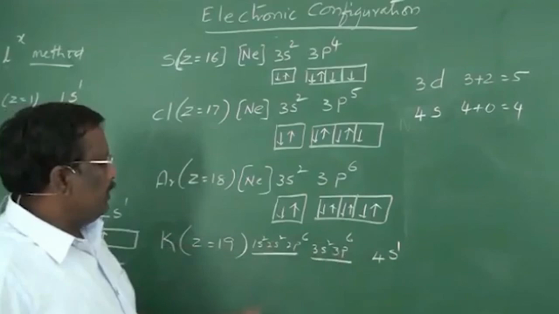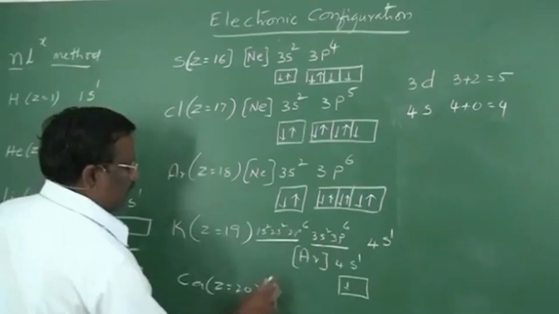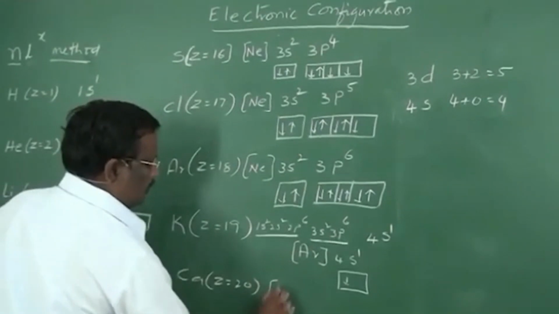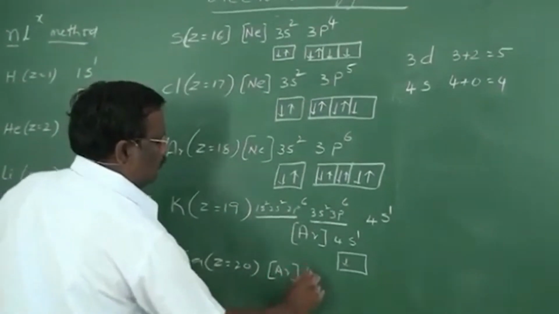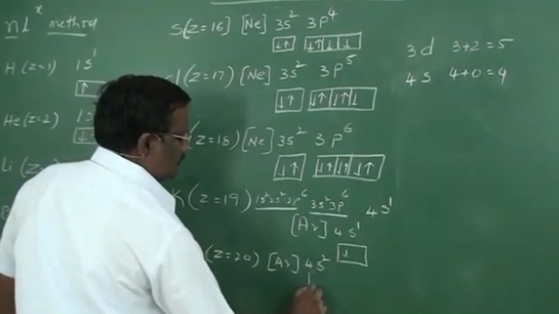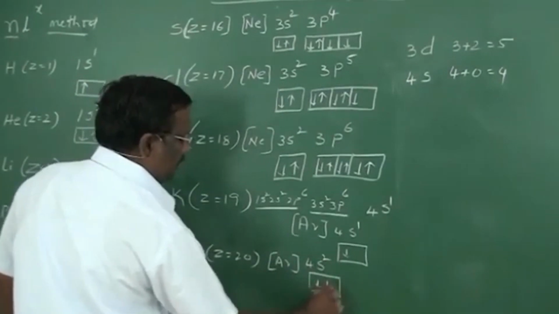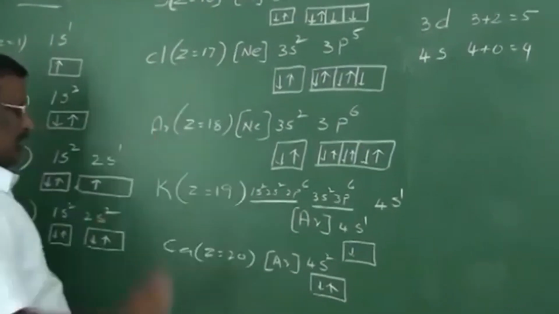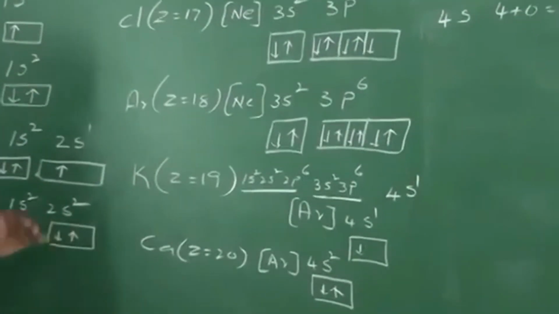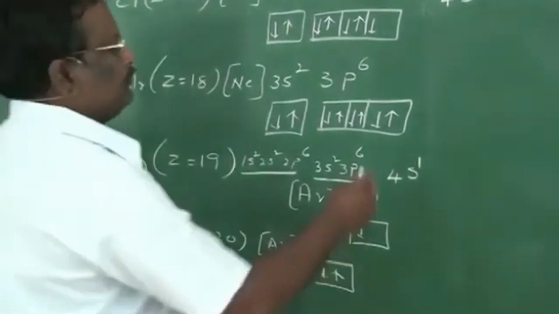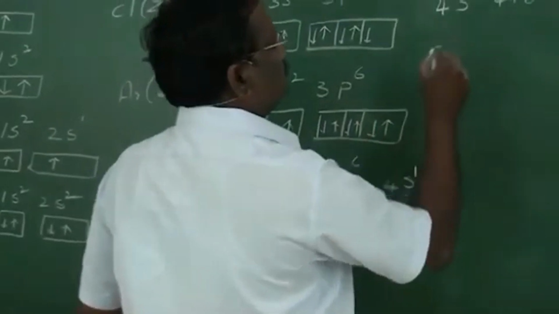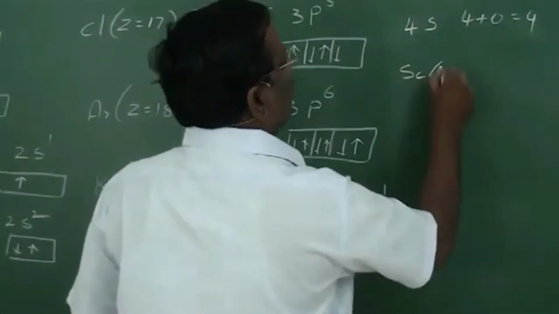Now, after potassium, we have calcium, 20. So, argon 4s2, because the 4s orbital can accommodate 2 electrons. Now, after calcium, the next element is scandium. Scandium atomic number is 21.